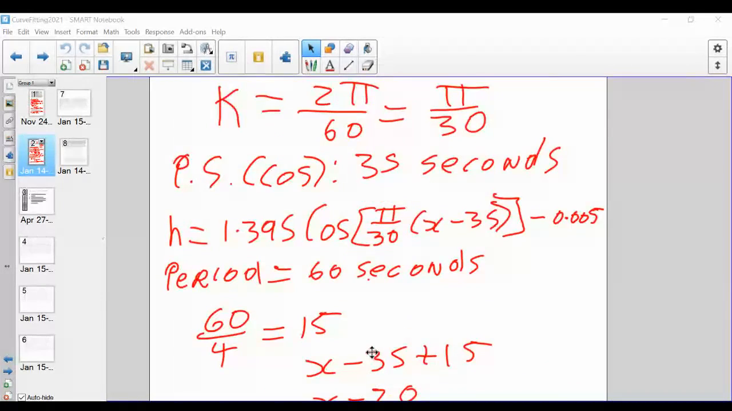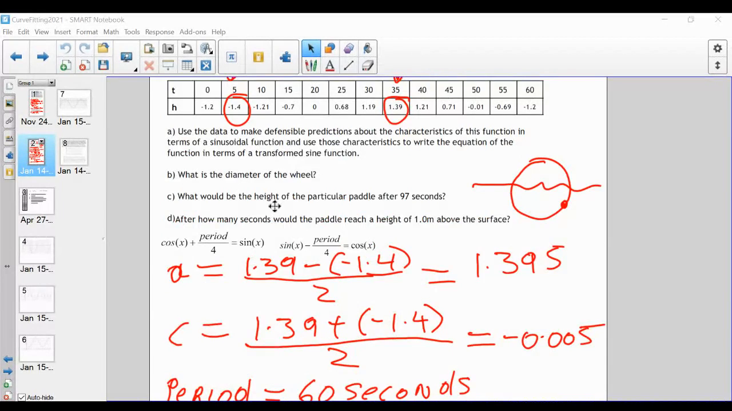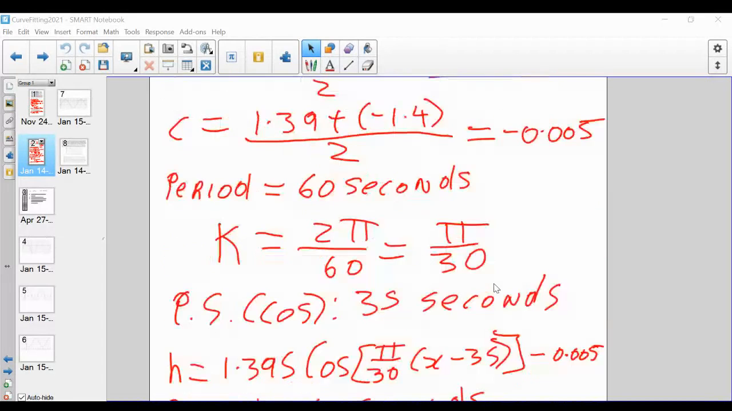So one of the questions I wanted us to answer is pretty easy. It says, what would the height be after 97 seconds? Well, I'm not going to do that because that's too easy. That's just plugging 97 seconds into the function. What I would like us to do is try part D, because that involves a lot more work. After how many seconds would the paddle reach 1 meter above the surface? I asked that question yesterday.